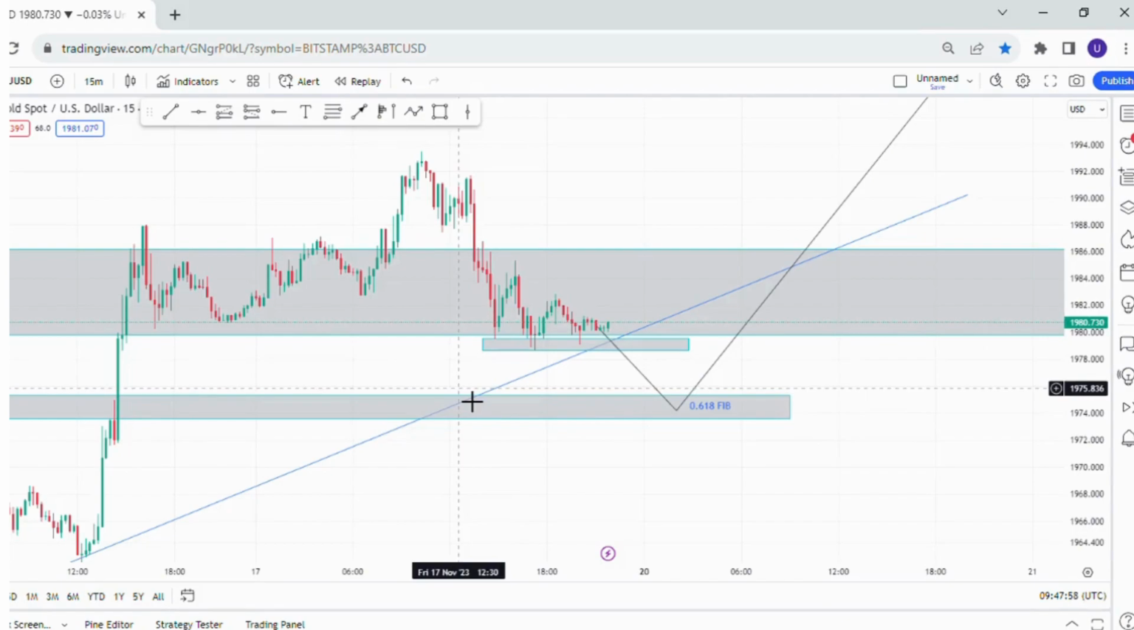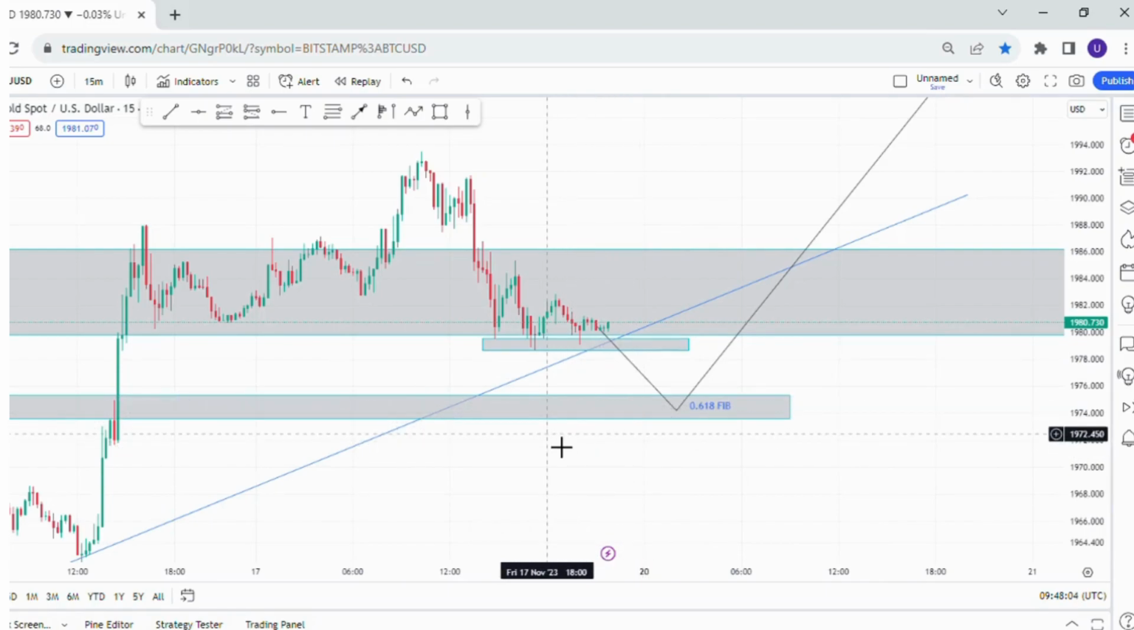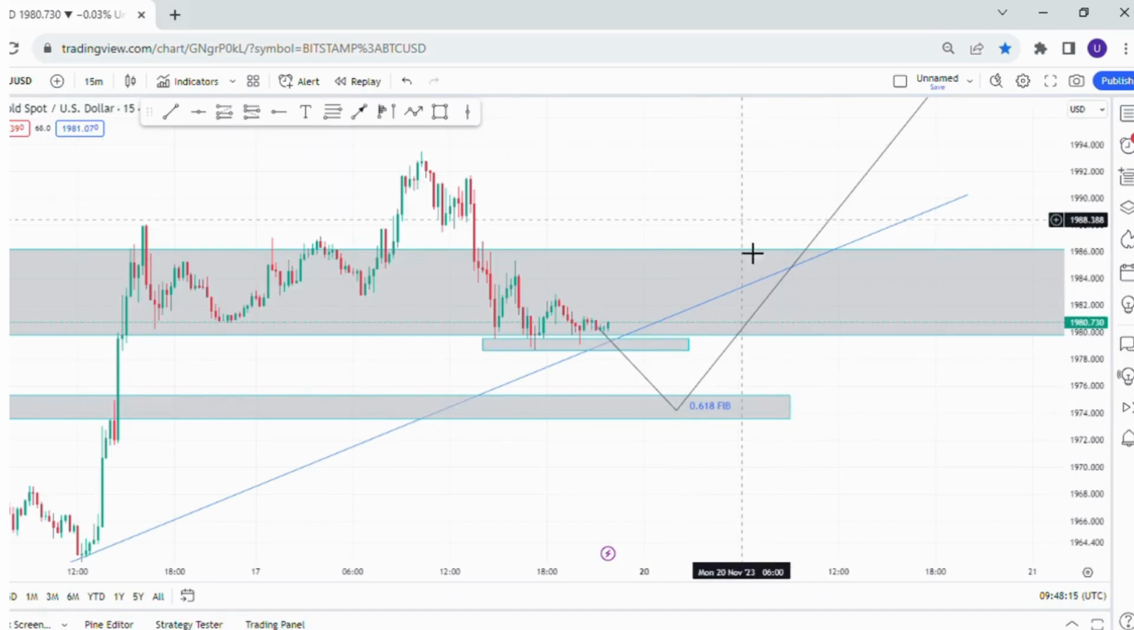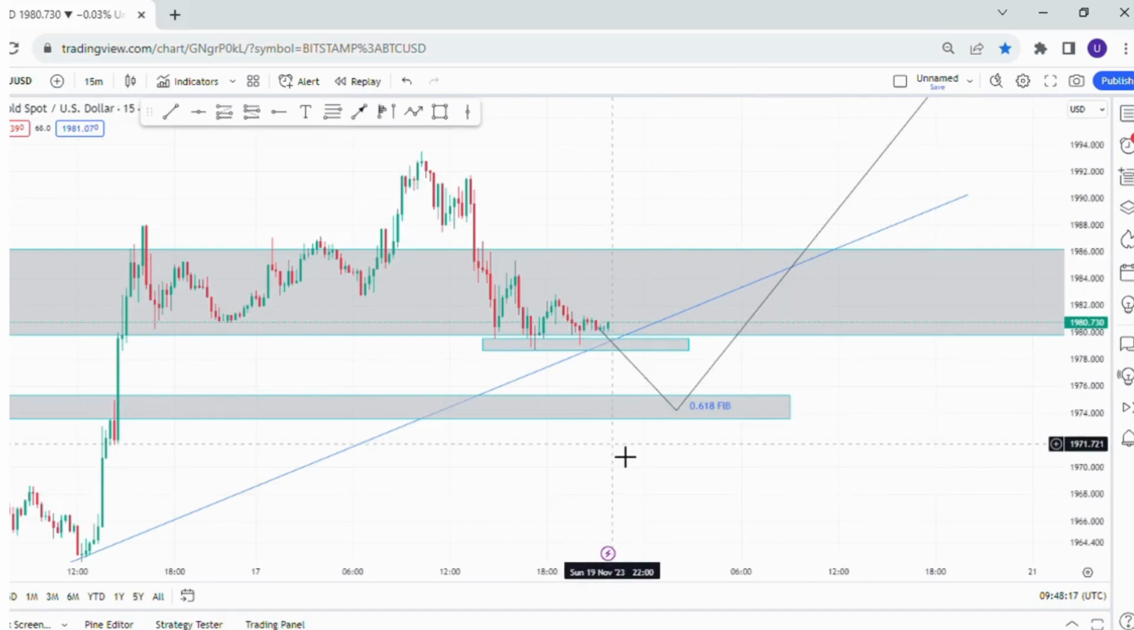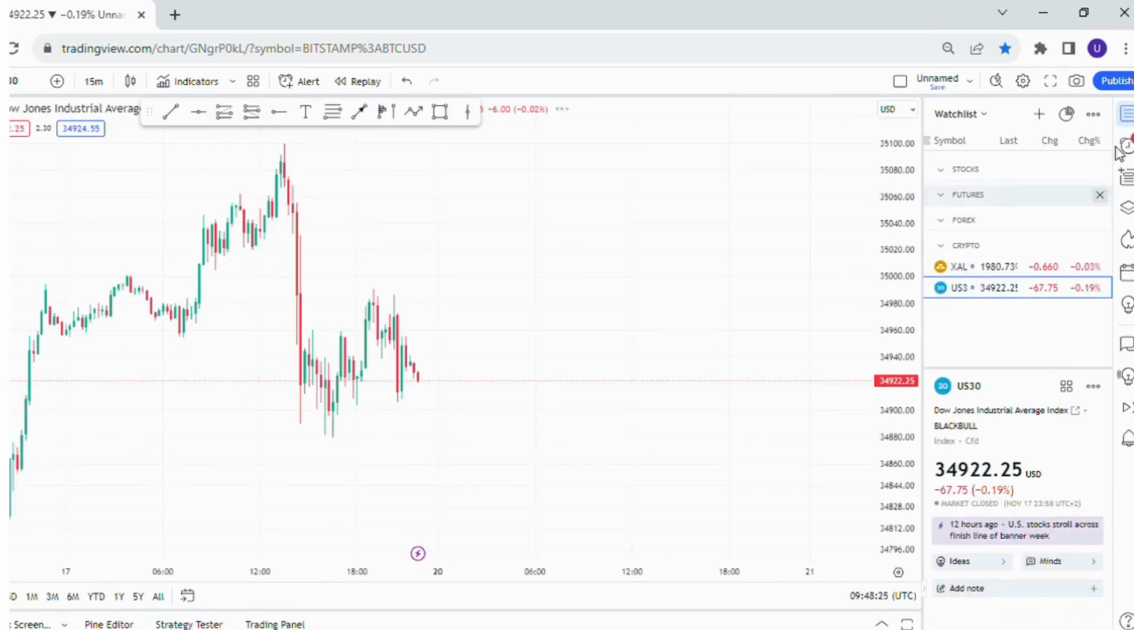So for this coming week on gold, I am bullish. Initially, for early Monday, I expect the market to break this zone, this range here. I expect the market to break and pull back to this zone before the market continues going up. So for gold this coming week, I am going to be bullish. Let's check US30 and see what we are going to have.